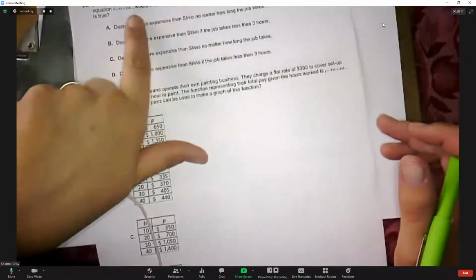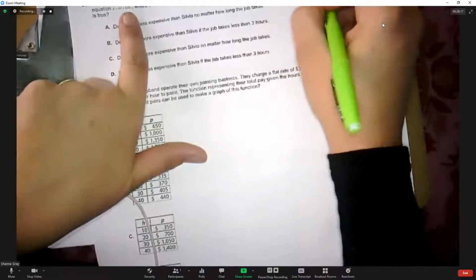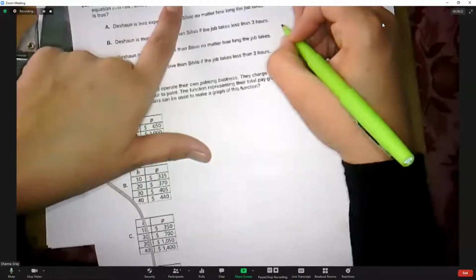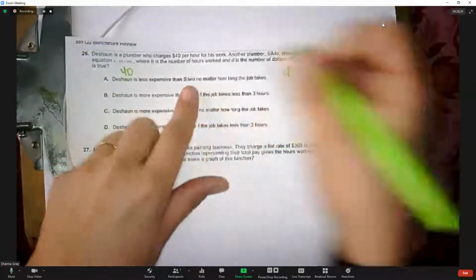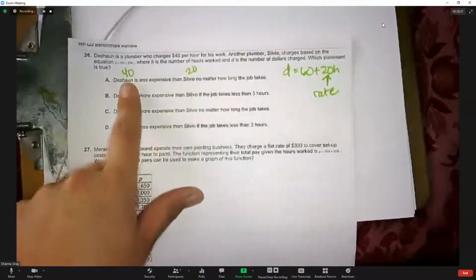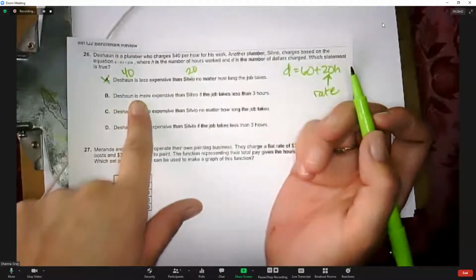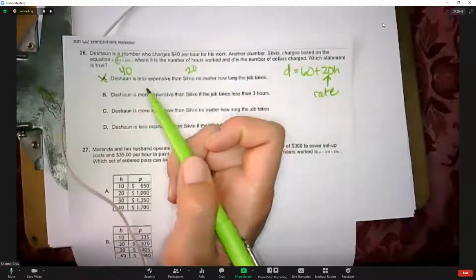All right, Deshaun is a plumber who charges $40 per hour of work, and then another plumber, Silvio, charges this much. Which statement is true? It has you comparing them, but Deshaun is $40 an hour, and Silvio is the amount that's in front of H. Oh, sorry, you can't see that. This is the rate, the slope, and it means that Silvio charges $20 an hour. So Deshaun is less expensive, not true. Deshaun is more expensive. If the job takes 30, then you also have to count how much it costs here for the starting amount.